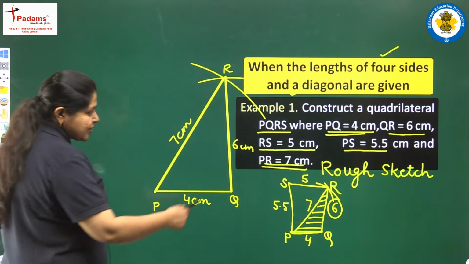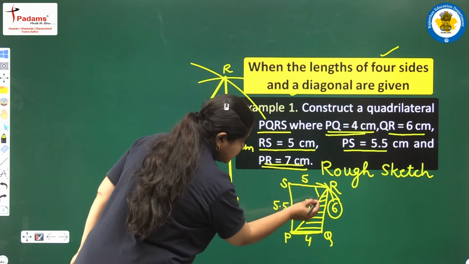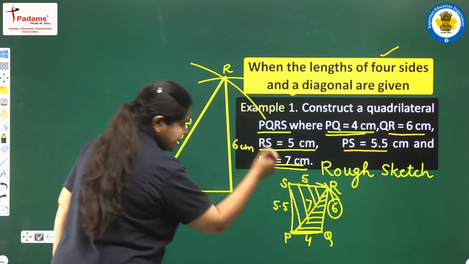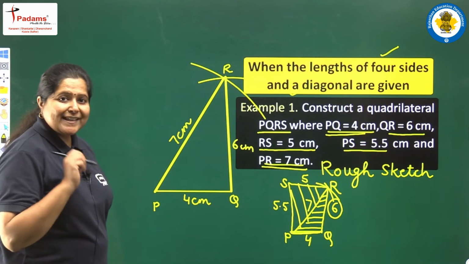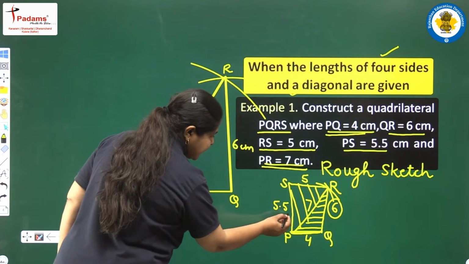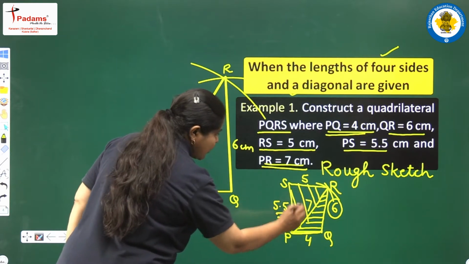Next we need to construct this triangle, this one, PRS. For this again we need the compass. We will keep the pointed end at P and with radius 5.5 we will draw one arc.